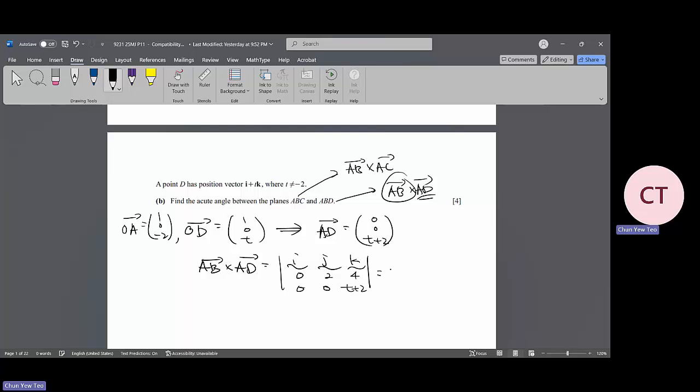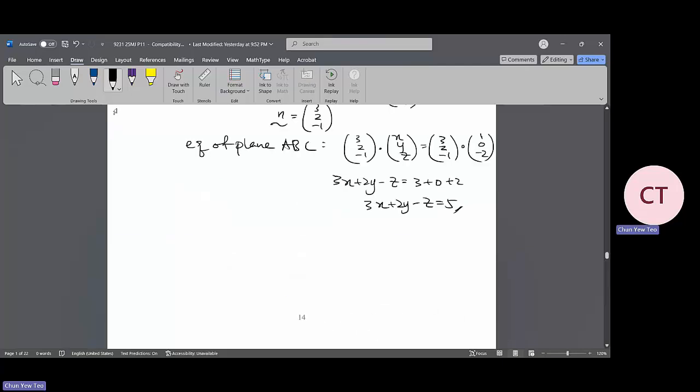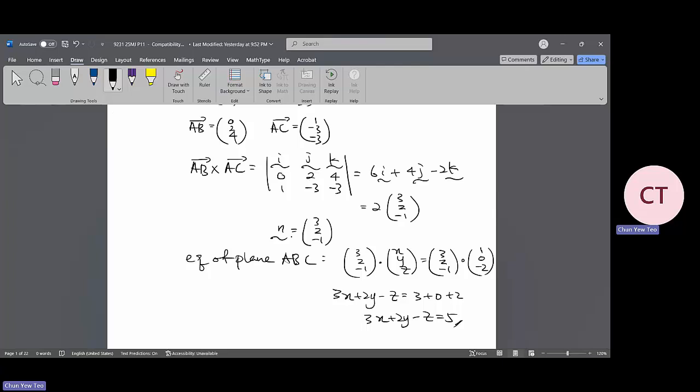So you can get this one as 2(D plus 2)i plus 0j plus 0k. So we can actually factorize this out, make it become 1, 0, 0. That means this will be my normal vector. I call this one normal vector number 2. That means I call this vector over here normal vector number 1.